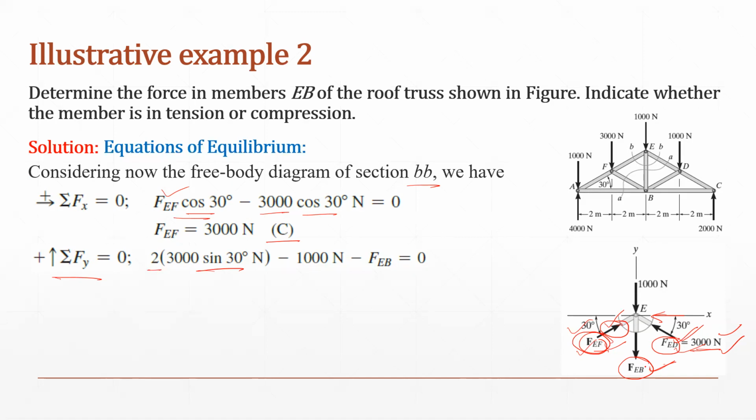Then for FEB, I have assumed that it will be in tension, so the direction is downward, and we have taken this as negative. Similarly, there is another external force whose direction is downward, so we have taken this as minus 1000 Newton. Now solving this equation, we find the value of FEB as 2000 Newton. It is in tension, which means our assumption is correct because we got FEB as positive.